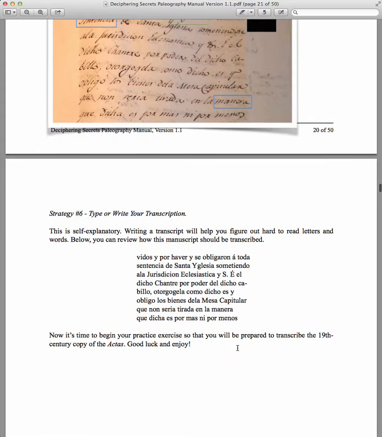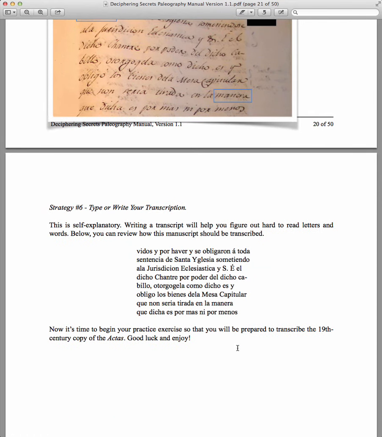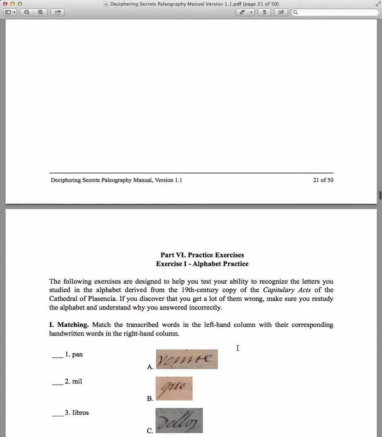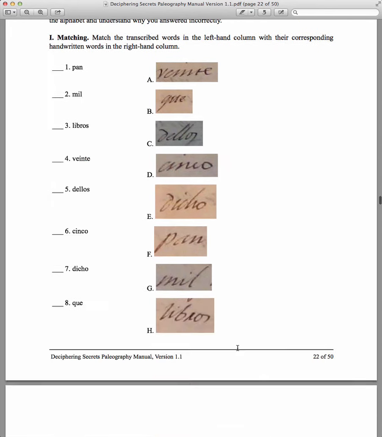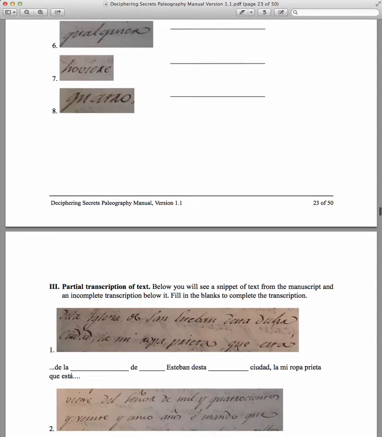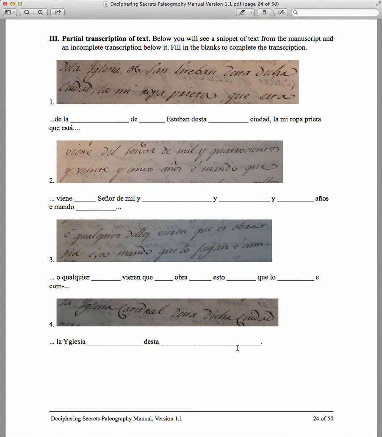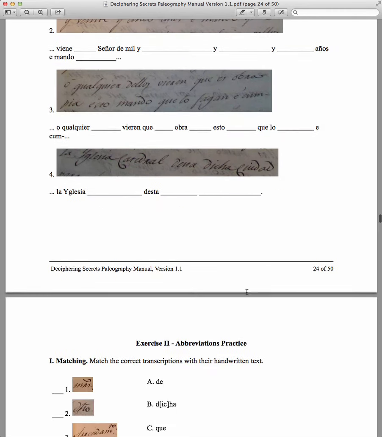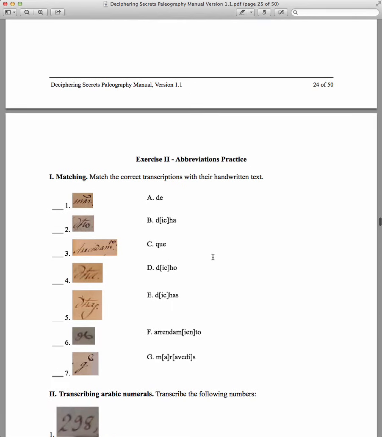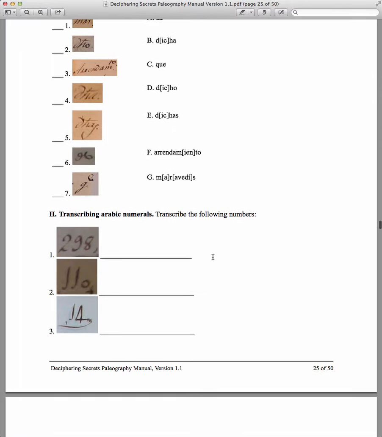So I hope this is helpful for you. And I'm hoping that you will get excited and move on to the next exercise, which is practicing your alphabet. You can see those there. And then practicing transcribing some of the first text. And there's some fill in the blanks here. Abbreviations. Oh, yes. Lots of fun.